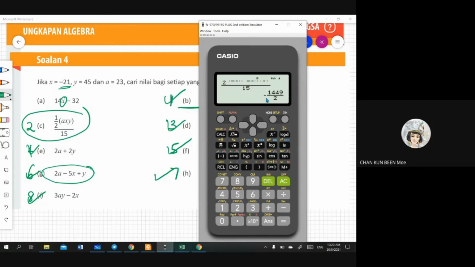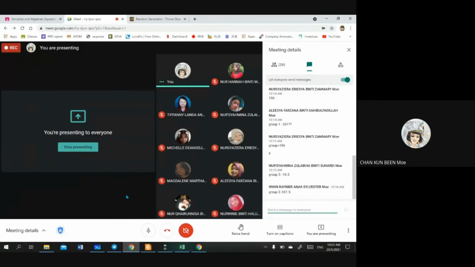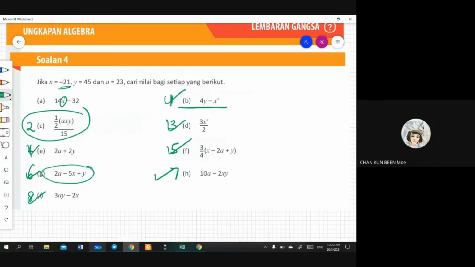Okay, so your answer can be negative 1449 over 2, or if you change it to decimal, it will be negative 724.5. Are you okay? Everybody can get the answer or not? Yes. Anyone have problem that you want me to show you one more time on how to insert the number? Anyone need me to show you one more time? No. Okay, I assume no. Then we continue.